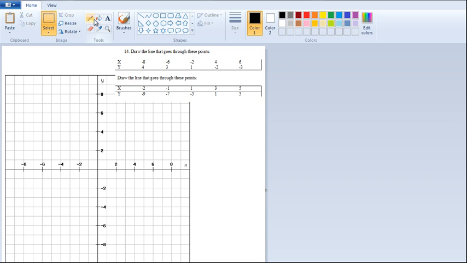Let's plot the points. -8 and 4. -6 and 3. -2, 1. 4, -2. 6 and -3.